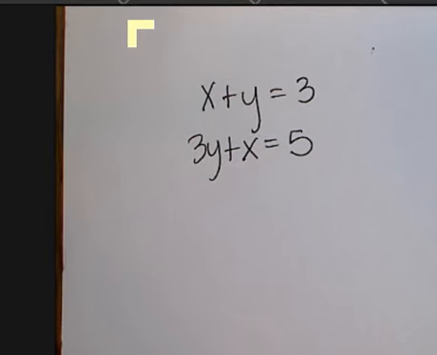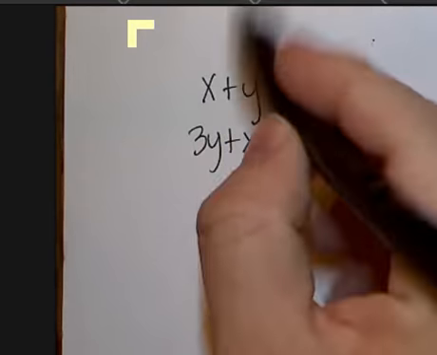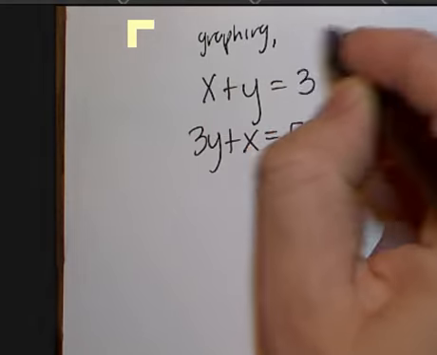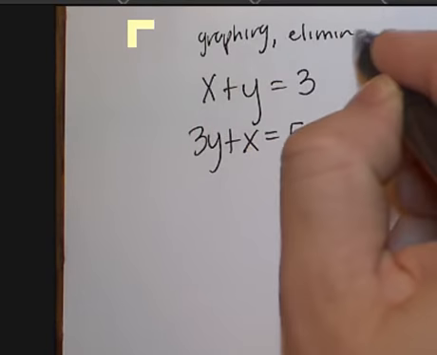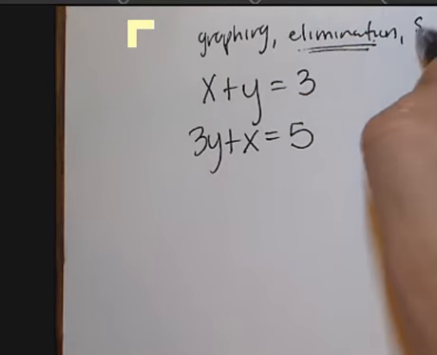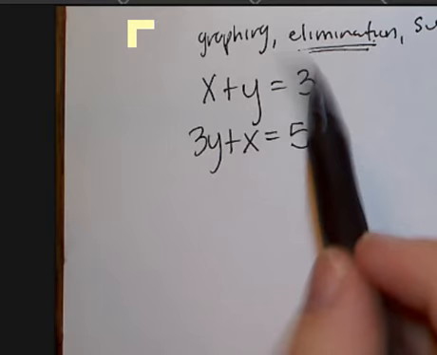So there's four main methods we can use to solve systems of equations. One is graphing. Two is using elimination, sometimes referred to as linear combination. Also substitution, and we can use matrices. Elimination is probably the most common method.